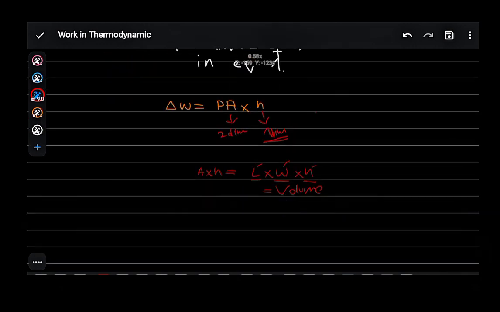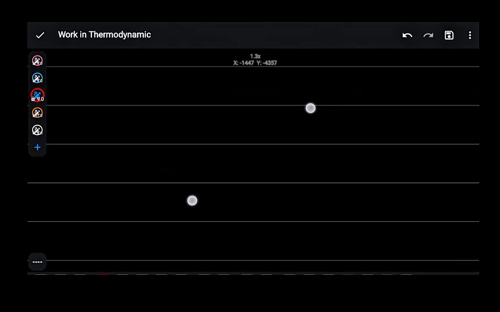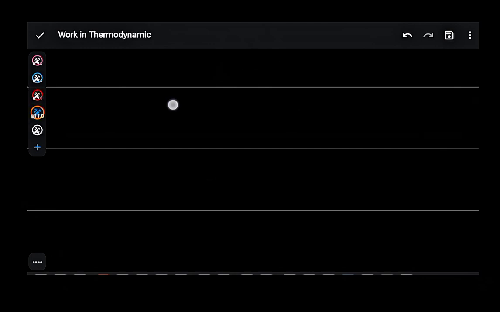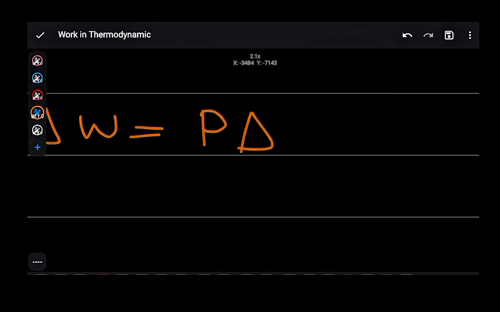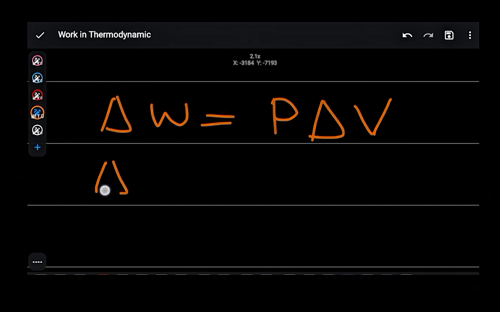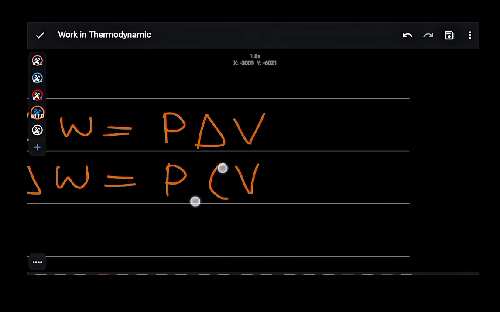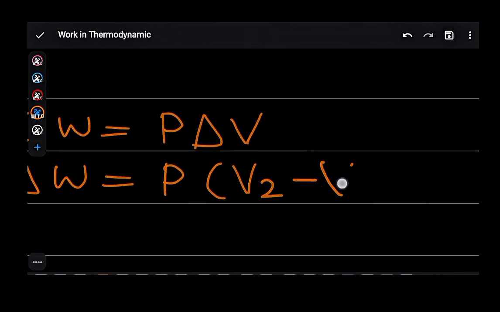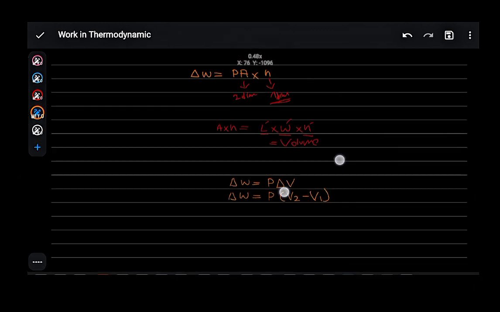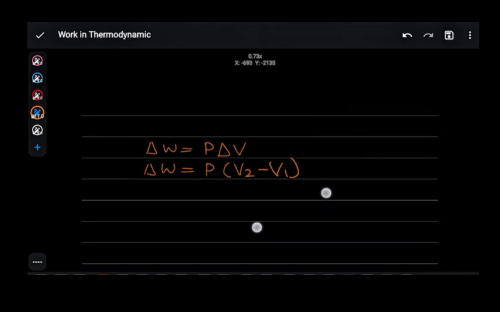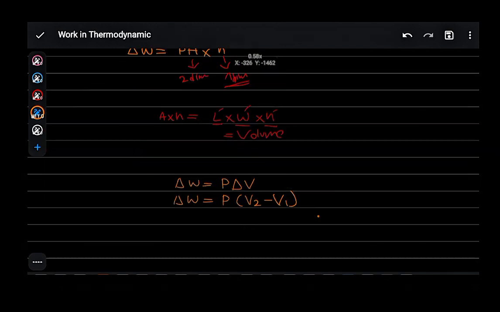Yes, we can. The final equation will come as W is equal to P delta V. You can also write work done, W is equal to P times the final minus the initial volume, as I told you. Here I have written final and initial. You can write in whatever way you wish.